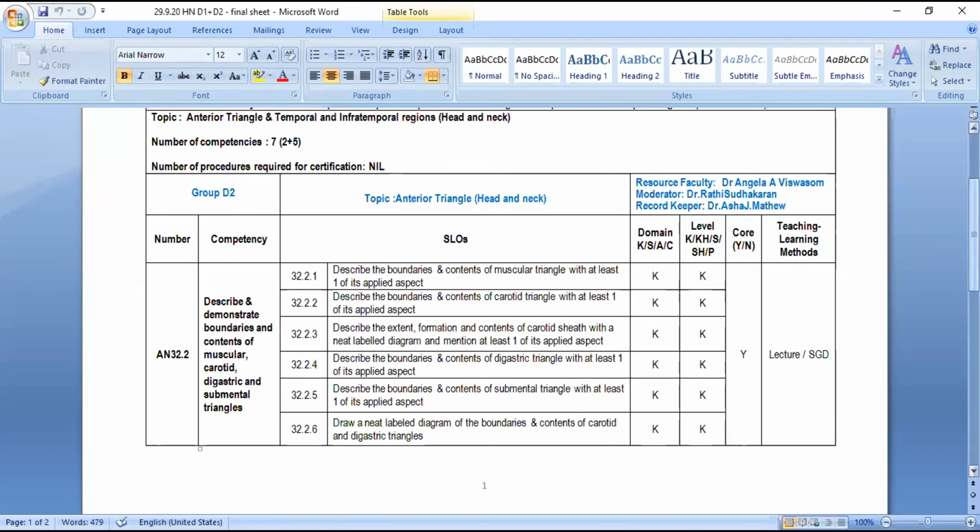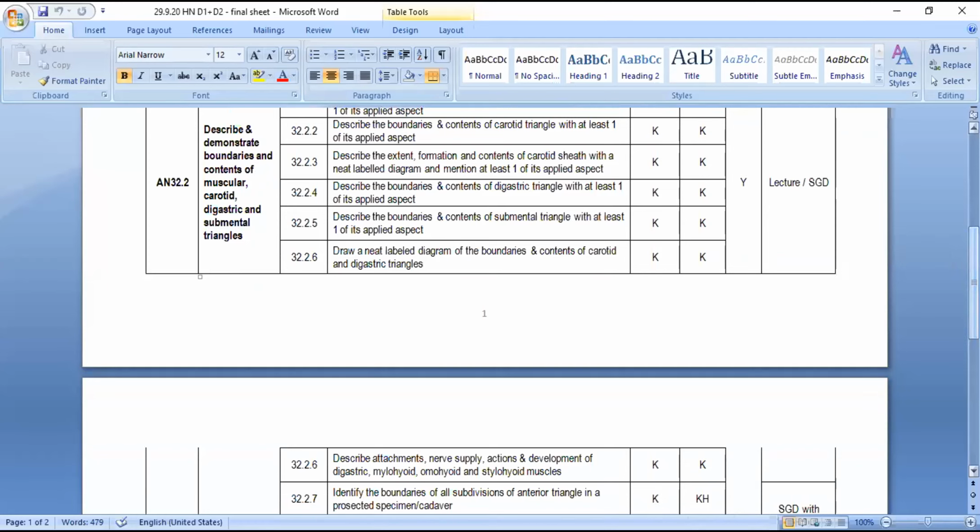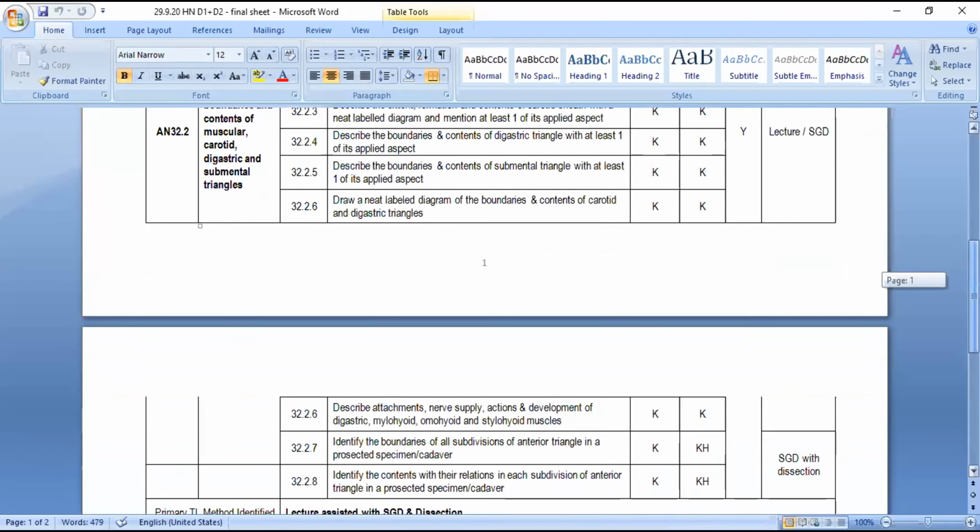2.6, draw a neat labeled diagram of boundaries and contents of carotid and digastric triangle. 2.7, describe attachments, nerve supply, actions, and development of digastric, mylohyoid, omohyoid, and stylohyoid muscles. All these 7 SLOs come under the domain knowledge, and the proficiency level is knows. The preferred teaching learning method is lecture or small group discussion.